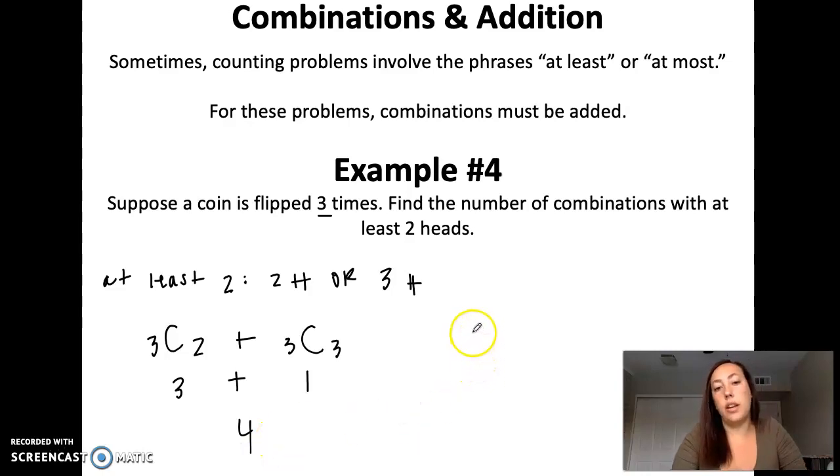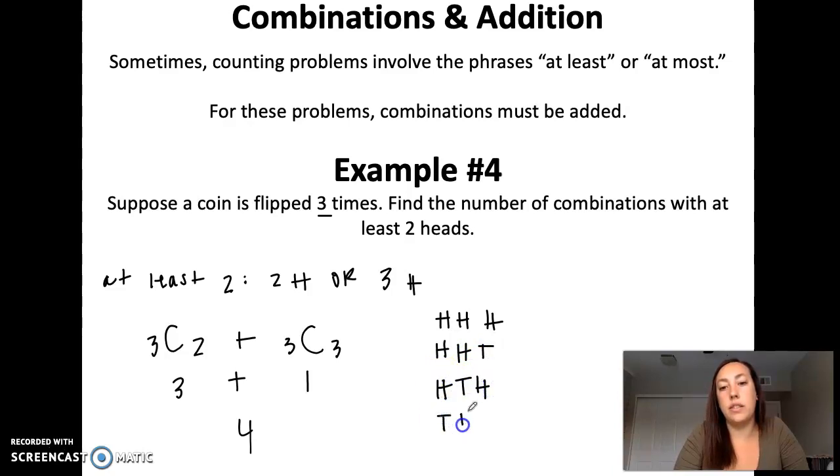And if you want to look at that visually, 3 choose 3 looks like this. You flip heads 3 times in a row. There's no other way to do that. This other one, 3 choose 2, we could have 2 heads first and then tails. We could have heads, tails, heads, and then we can also have tails, heads, heads. So those are our 4 possibilities for getting at least 2 heads, and you can see that that's what we got when we used combinations to calculate it.